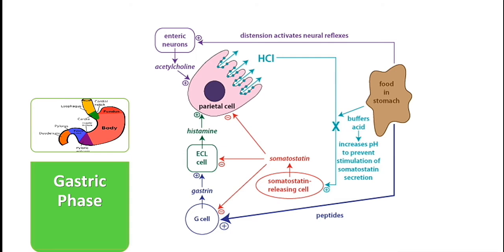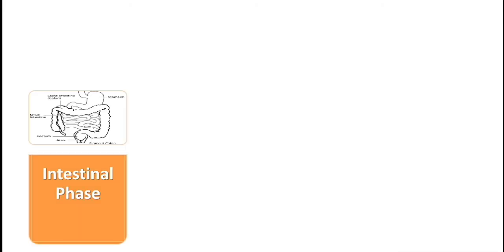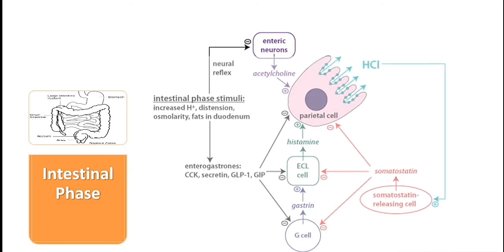3. Intestinal phase. Once chyme enters the duodenum, intestinal phase stimuli activate negative feedback mechanisms to reduce acid secretion and prevent the chyme from becoming too acidic. This occurs by neural reflexes and hormonal reflexes. Enterogastrins are hormones that inhibit stomach processes, in this case, acid secretion. In addition to their other actions, CCK, secretin, GLP-1, and GIP act as enterogastrins.